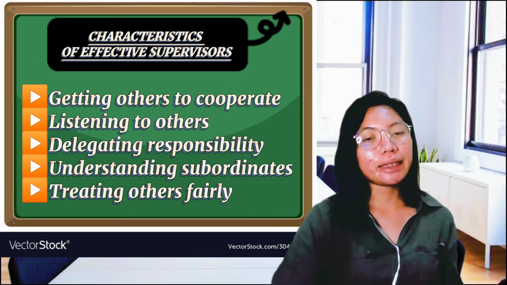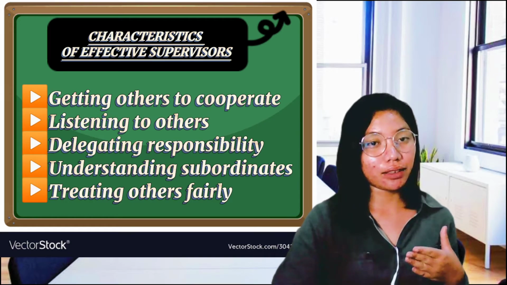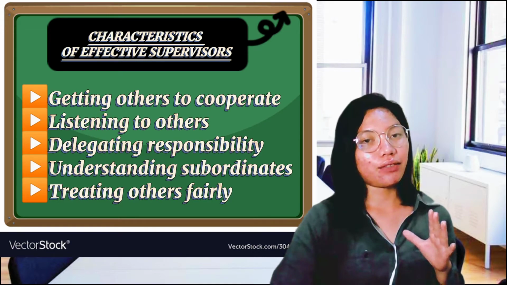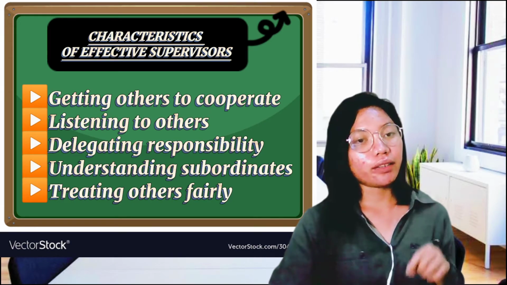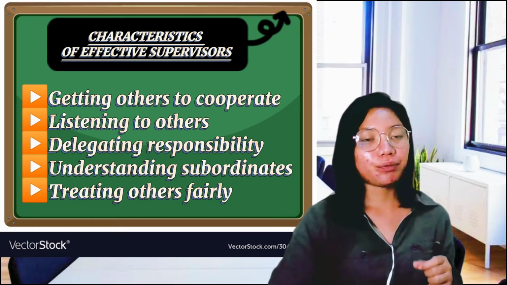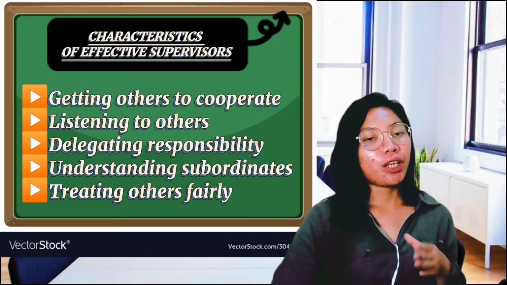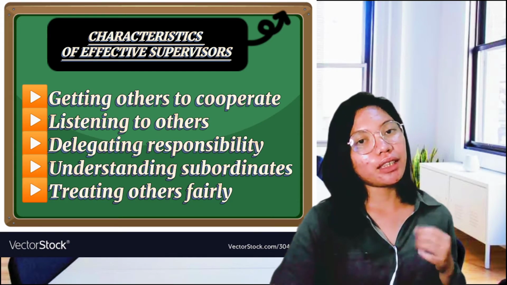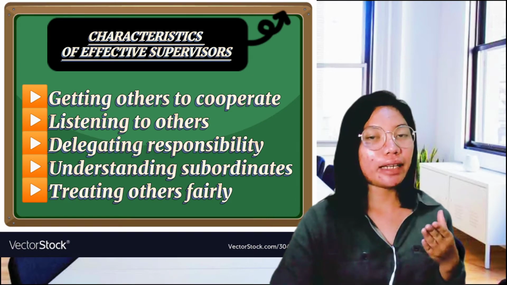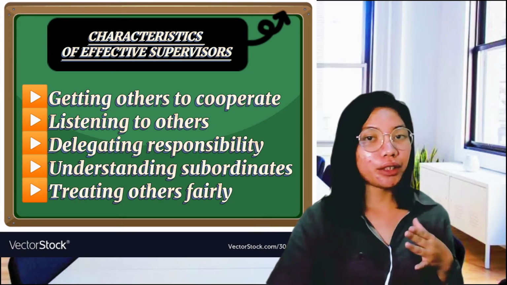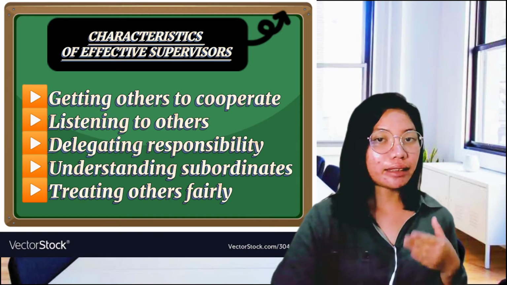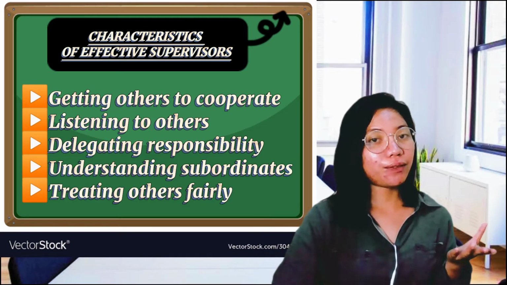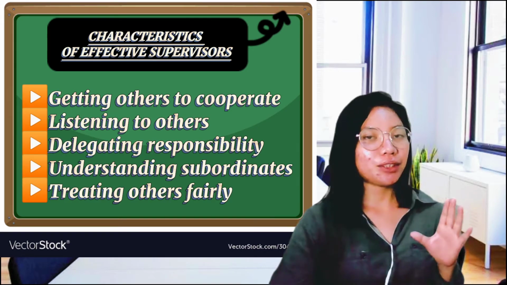So today I'm going to explain to you guys the characteristics of effective supervisors. There are 5 characteristics. Number 1 is getting others to cooperate. As a supervisor, you are not just focusing on one person, but on a group. So you should have the idea of how to make your employees cooperate on the task that is given to you.